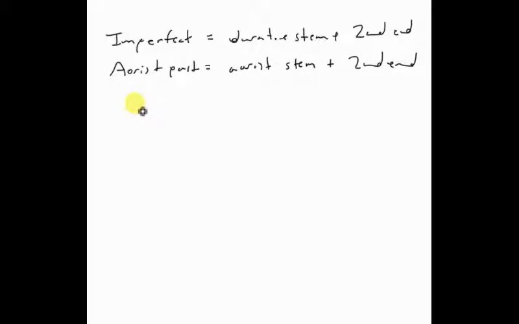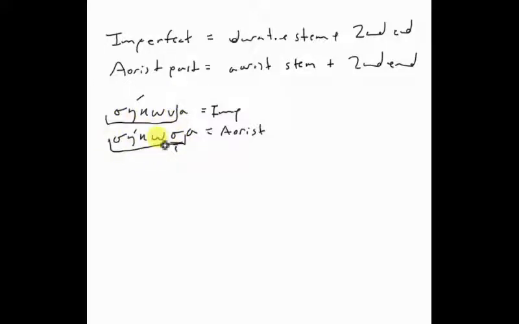And as an example, we have sikona and sikosa. Sikona is the imperfect. Sikosa is the aorist. The sigma here is the aorist marker. This is the durative stem. This is the durative stem plus your sigmatic aorist. The sigma makes the n disappear, so you're left with sikos as the stem. So sikona, let me just get rid of these.